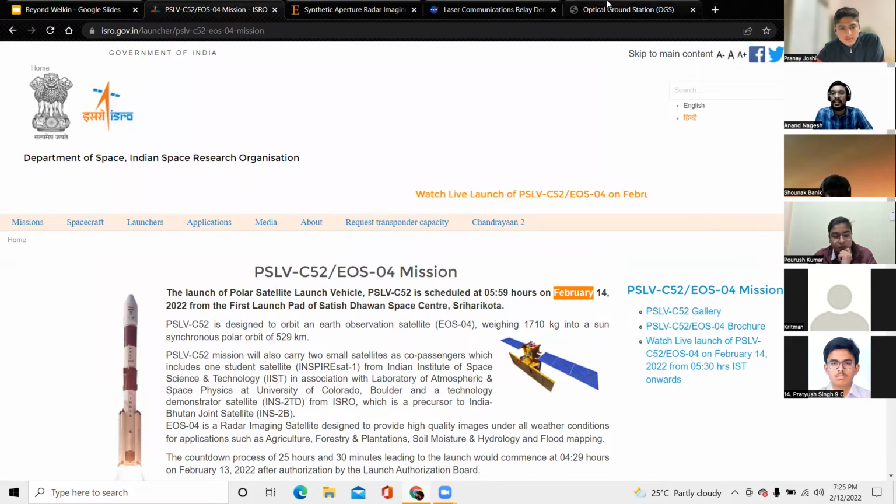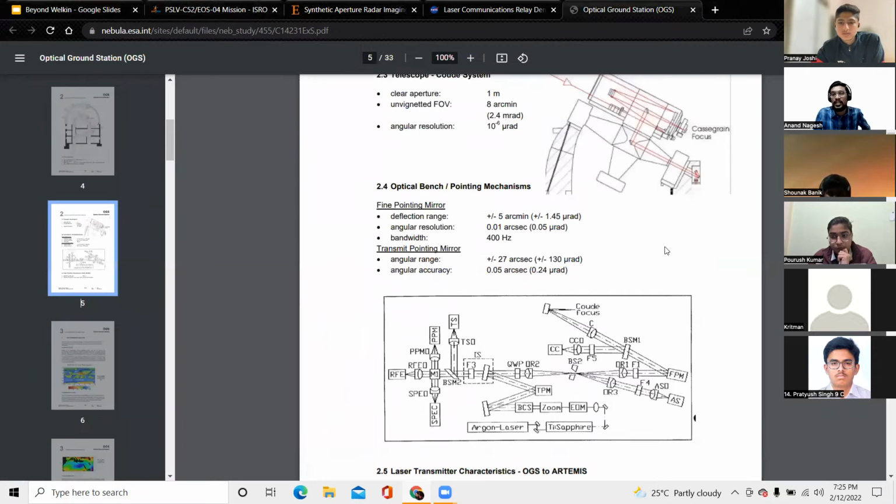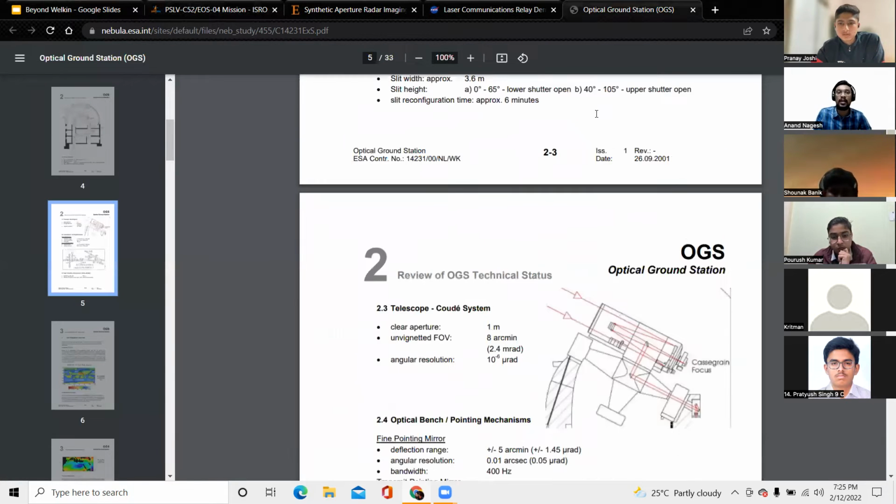And other than that, as I told you, you can look into more optical ground stations, and these are what people are building into satellite communication for the future and such things.